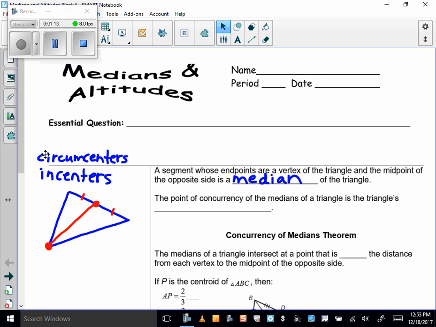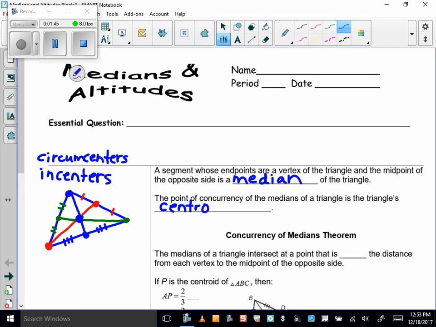Okay, let me do another one. There are three. Vertex, midpoint of the opposite side. Okay, one more. We'd have vertex, midpoint of the opposite side. And look what happened. Once again, we got a point of concurrency, and that point of concurrency is called the centroid. The centroid is the point of concurrency of the medians of a triangle.